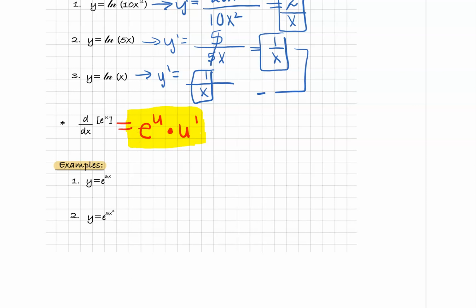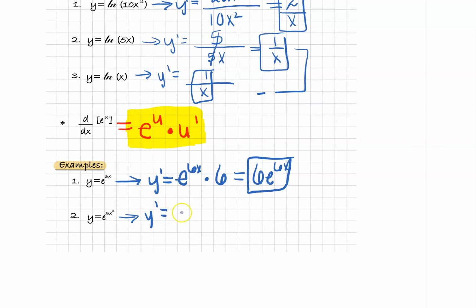So let's do that. So this would be y prime is equal to, rewrite your e to the 6x, times the derivative of your exponent, which is just 6. Going back to when we were doing formatting with our trig functions, it's better if we just go ahead and put that 6 on the front end so we don't mess it up in any way. And then we're done. Let's do this next one, a little bit more complicated. That's y equals e to the 5x cubed. So this would be y prime is equal to, rewrite your exponential, times the derivative of your exponent, which is 15x squared, and then rewrite it in a better form.